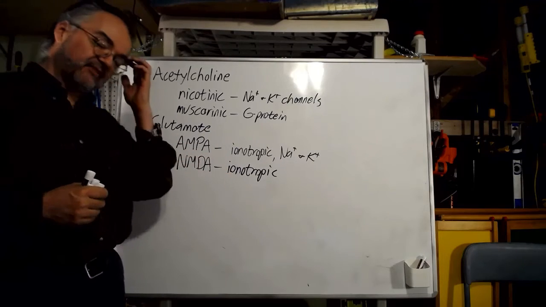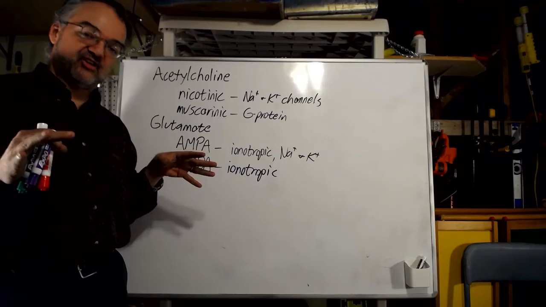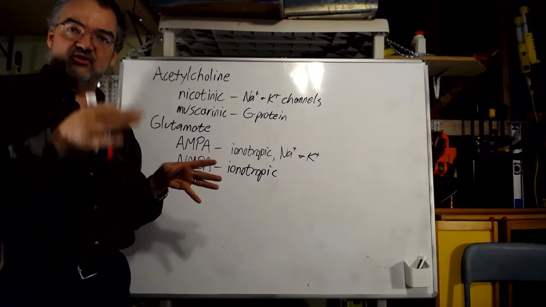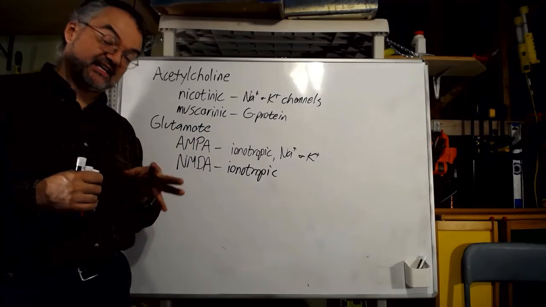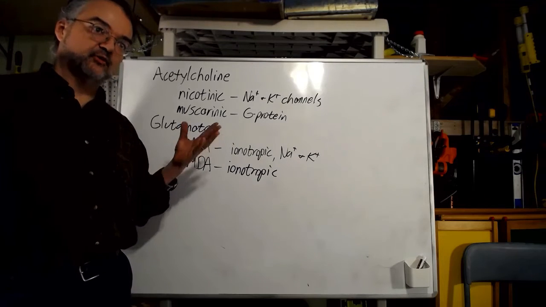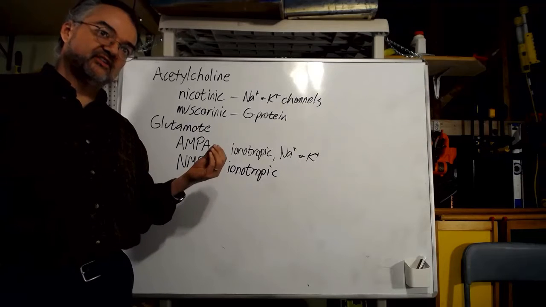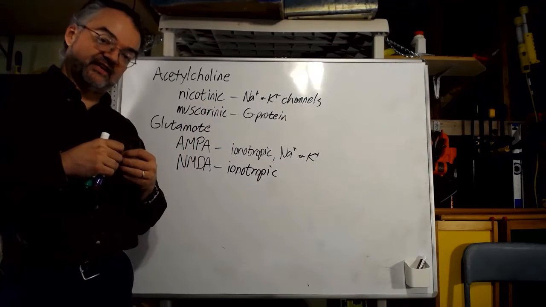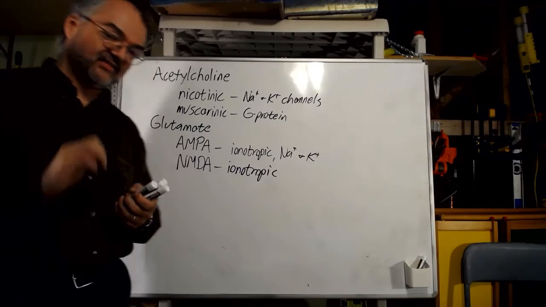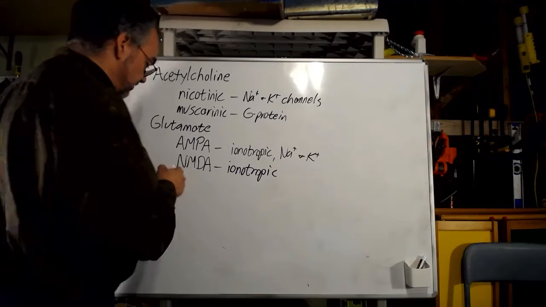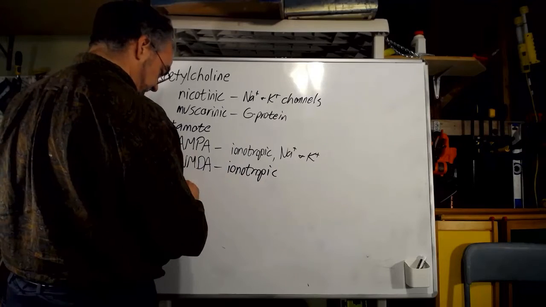So NMDA receptors have this interesting characteristic where they change their responsiveness based on what else happens when they're stimulated, which has some interesting implications for a nerve cell being able to start responding differently to an input if other inputs are happening at the same time. So that's kind of an interesting notion. And then there are several metabotropic types.